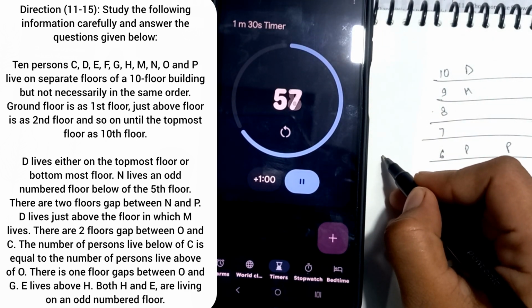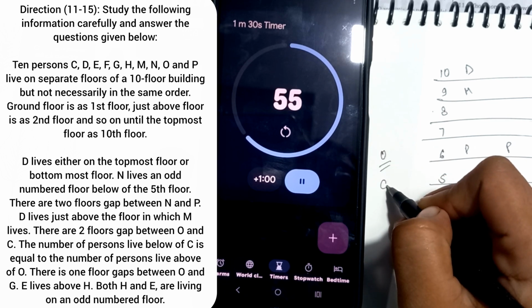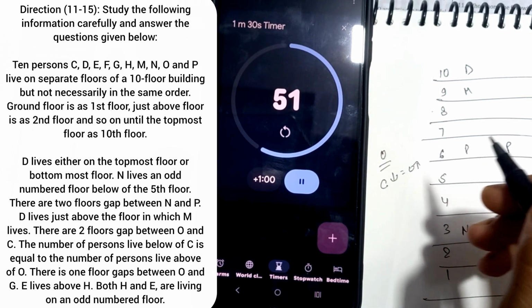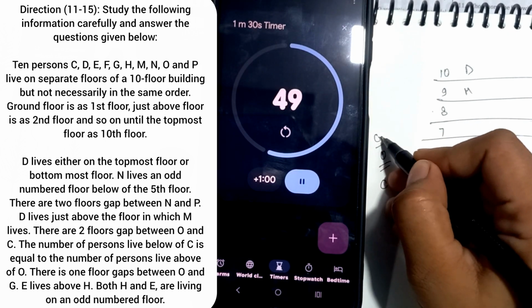There are 2 floor gap between O and C. The number of floors below C is equal to the number of floors above O. 1 floor gap between O and G.